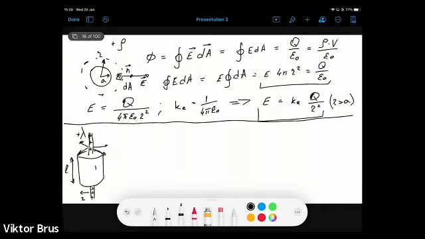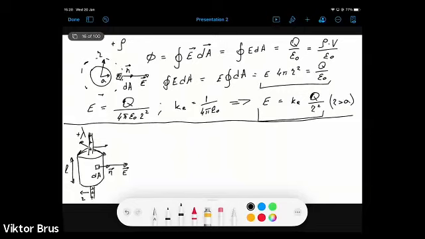We can choose some small element on the surface of this cylinder with area dA and normal unit vector n. In the same direction, because of the symmetry, will be the electric field vector E. Again, there is no angle between these two vectors, they are parallel, and that is very convenient for further calculations.